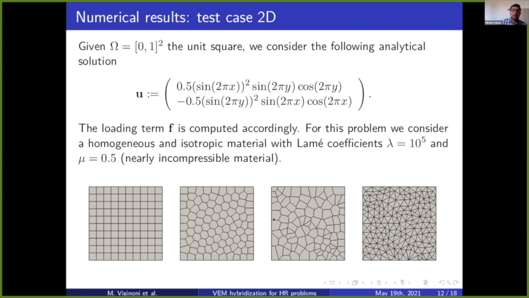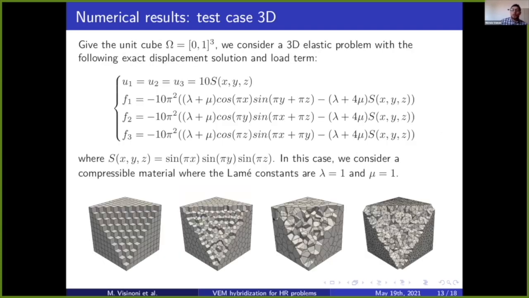For 3D, we consider the unit cube. This is the exact solution. This is the loading term. In this case, we consider compressible material. And these are the 4 meshes that we consider: cube, Voronoi, random polyhedra, and tetrahedra.